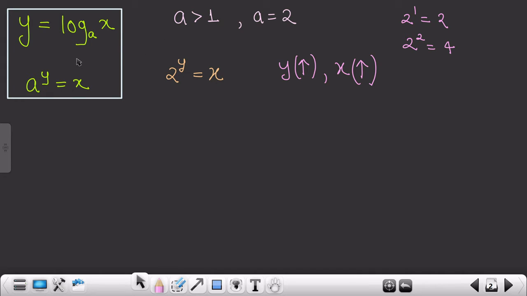What we did first, we assumed that the value of a is greater than 1. For time being, we had assumed this a to be 2, right? Then what we saw from this particular equation, that means this one, a raised to y is equals to x, correct? So if the value of y is increasing, the value of x is also increasing. That means it would be a monotonically increasing function, right? Monotonically means continuously.